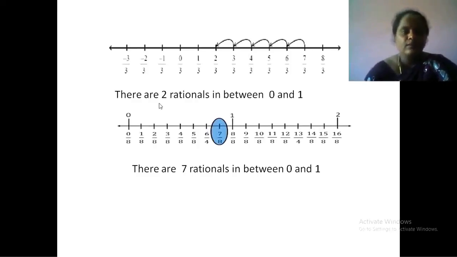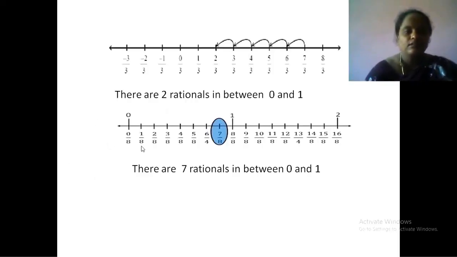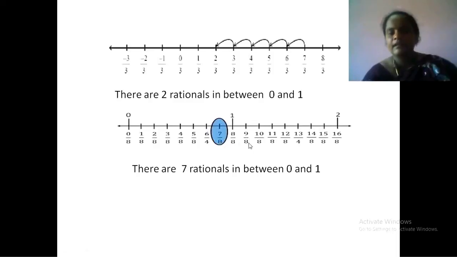What if we take some other denominator, 8? Here, if we see 0, 1, in between, 0 by 8 is there. Immediately after that we can write how these numbers are written on the number line. Just observe, 0 by 8, next number is 1 by 8, next 2 by 8. So the same denominator will be there, only numerators will change. So 0 by 8, 1 by 8, 2 by 8, 3 by 8, 4 by 8, 5 by 8, 6 by 8, 7 by 8, 8 by 8, 9 by 8, it continues like this.